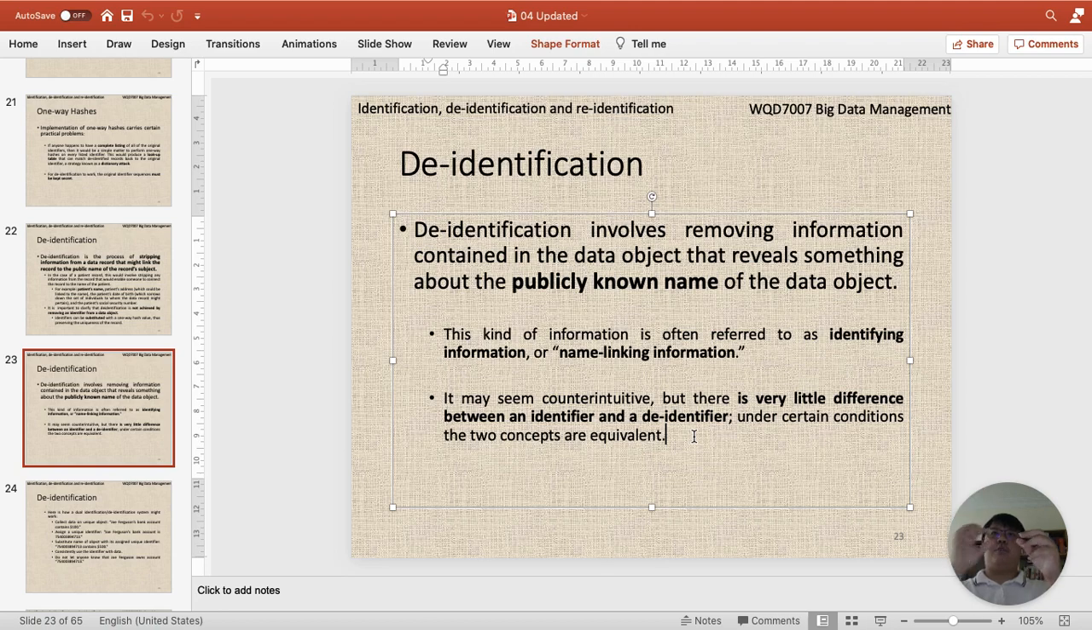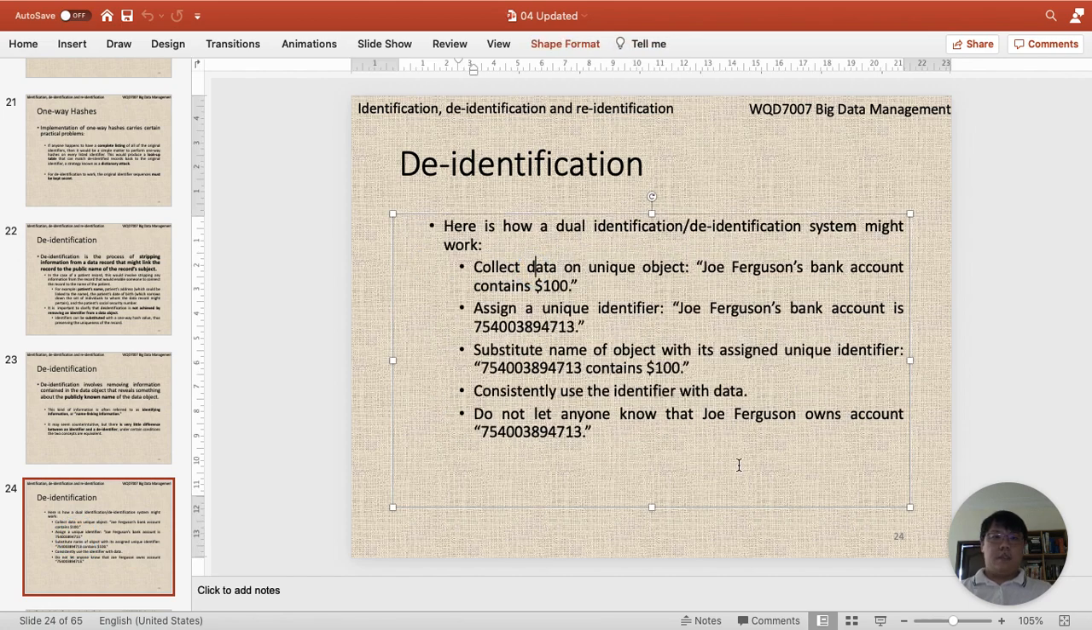And how are you able to change from identifier to de-identifier? One of the examples is one-way hashes. So it's something like a triangle over here. This is trying to tell you how an identification, de-identification system can work. You have data on a unique object: Joe Ferguson's bank account contains $100. This is something you want to hide. Assign a unique identifier: Joe Ferguson's bank account is 7540033 and so on.